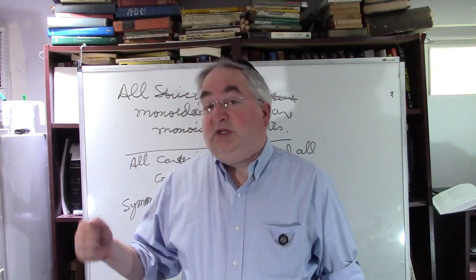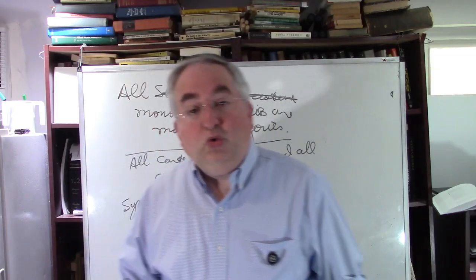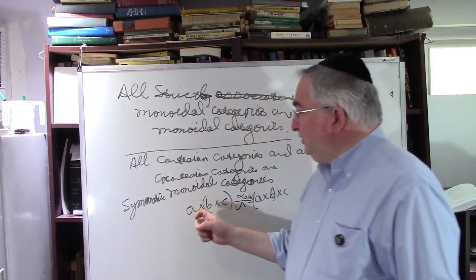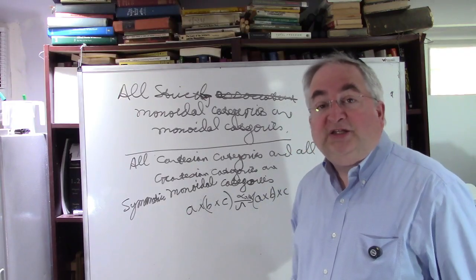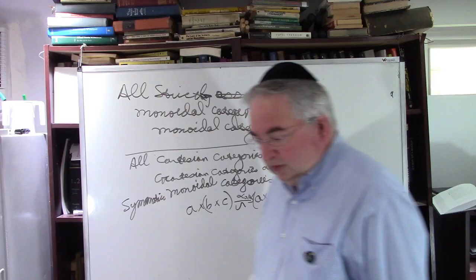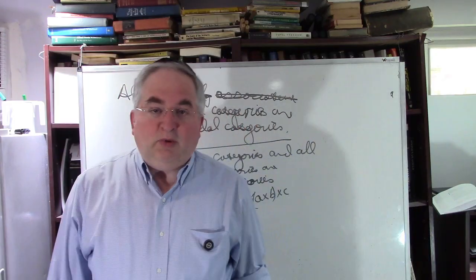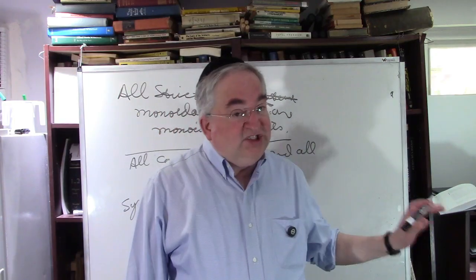Which means there's a reassociator. But who said that a product satisfies the pentagon condition, Mac Lane's main pentagon condition? And so what we have to do is go through that and show it. It's done in the book.